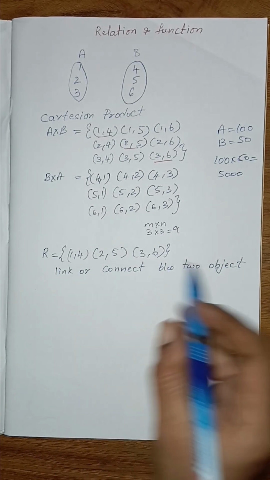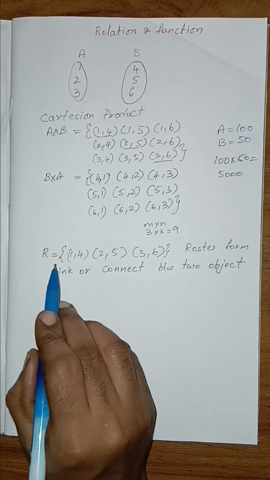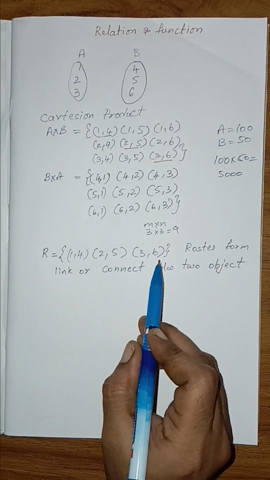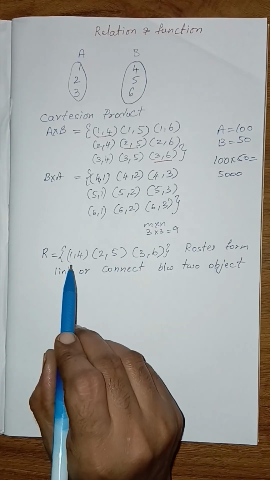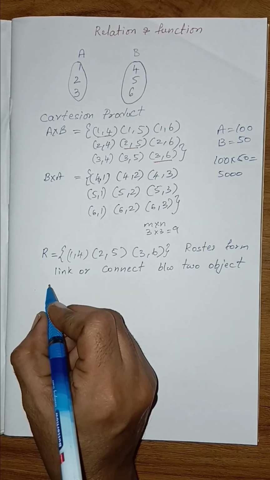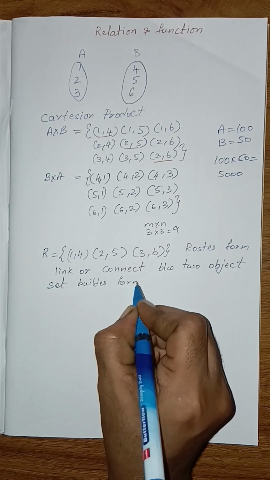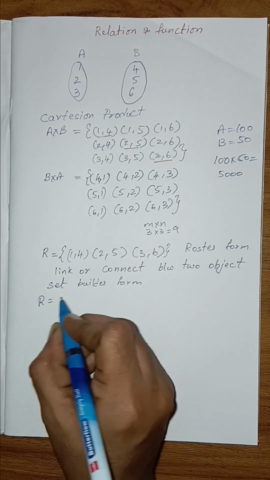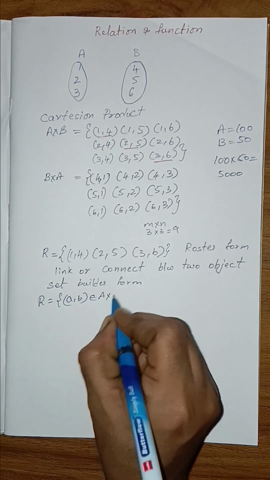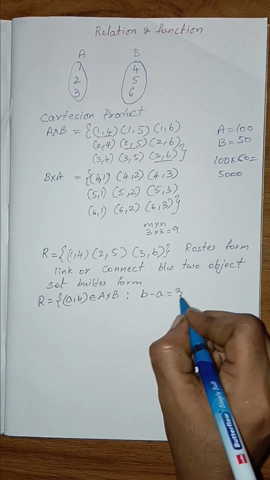So here they have given us a roster form, that is nothing but 1 comma 4, 2 comma 5 and 3 comma 6 is in the relation. Now how are they related, how 1 is related to 4, how 2 is related to 5? We'll write it in set builder form, that is a comma b belongs to A cross B, where b minus a is equal to 3.